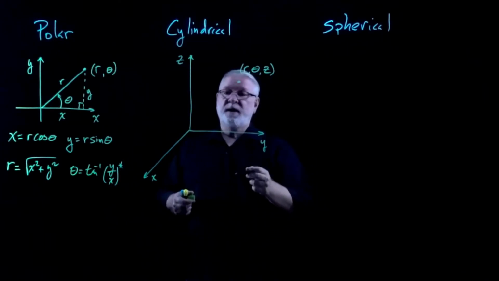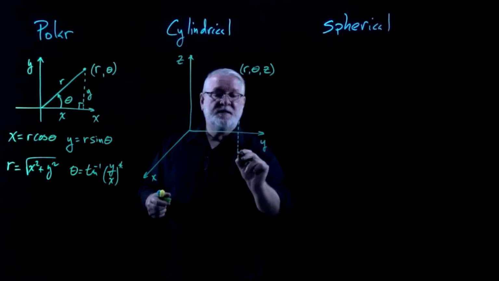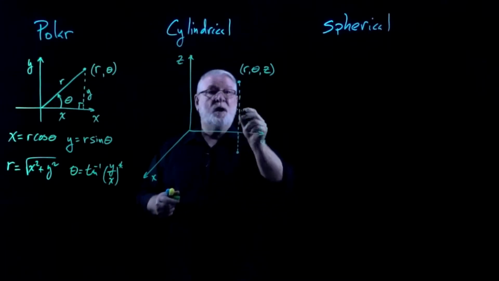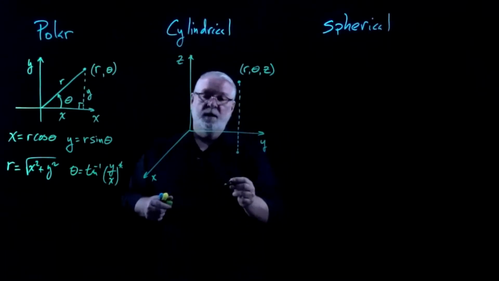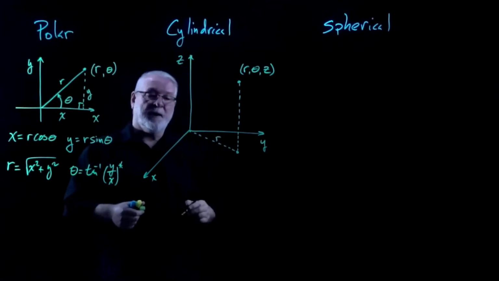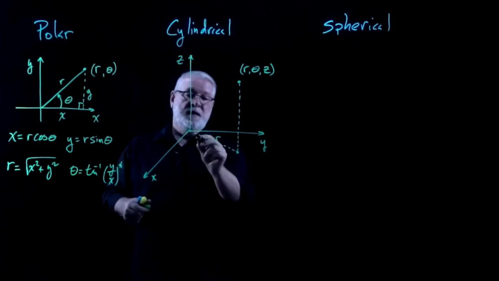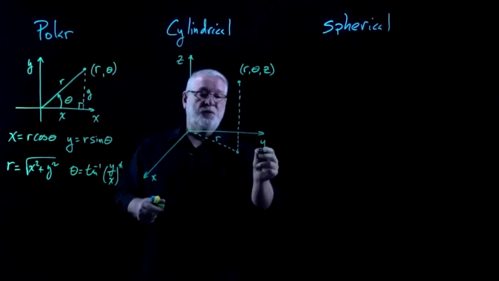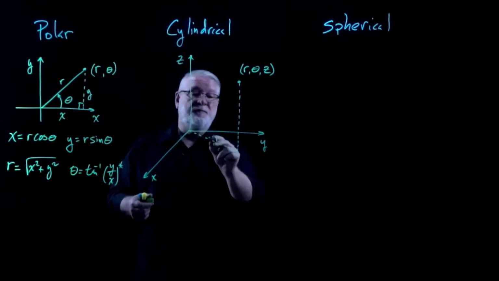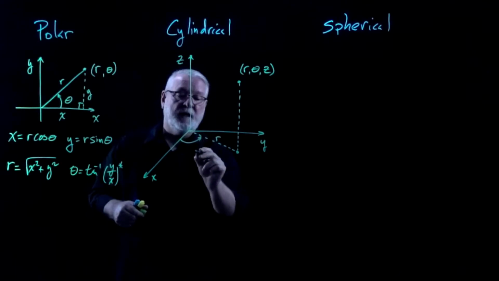R, of course, is the radius, but it's not the radius directly to the point. Instead, we drop a perpendicular line along the z-axis to the point that would lie in the xy plane immediately under this point. And if I draw a radius out to that, that's the r that we're talking about. Notice it's the same radius that we use in polar coordinates. It's just the radius to the projection of the point in the xy plane instead of being the radius directly to the point. Theta is also replicated.